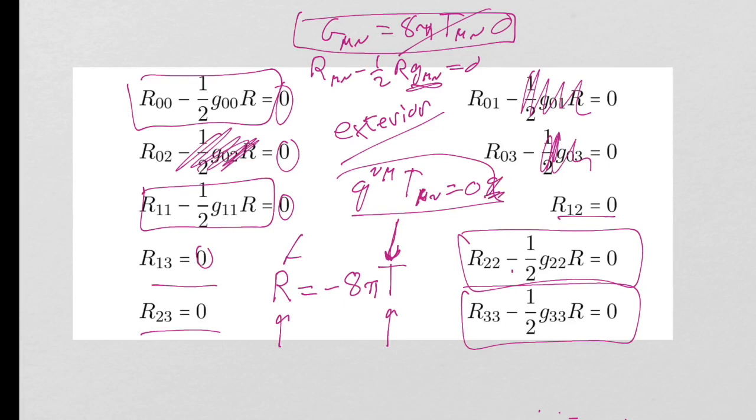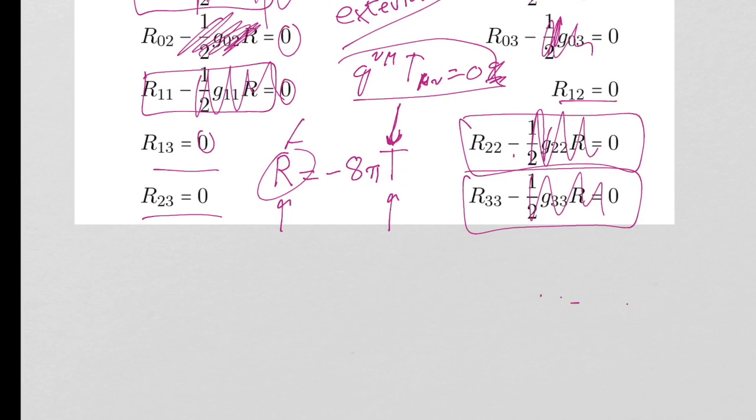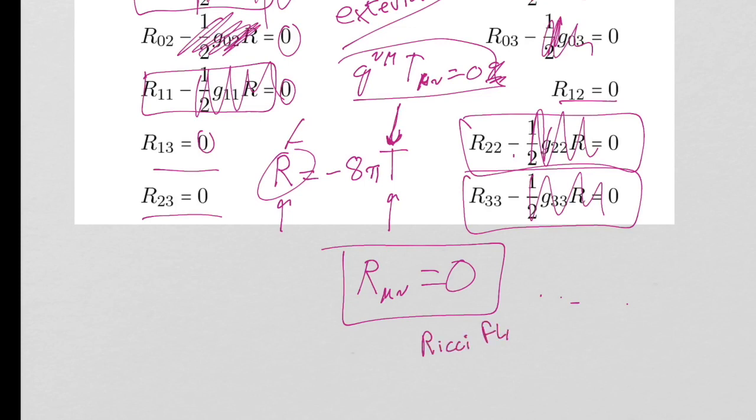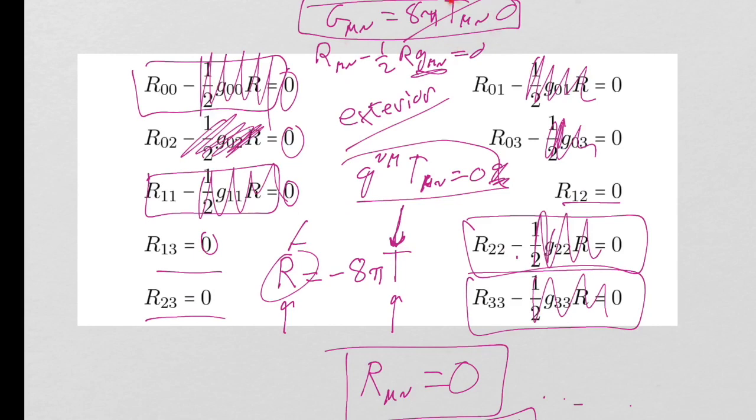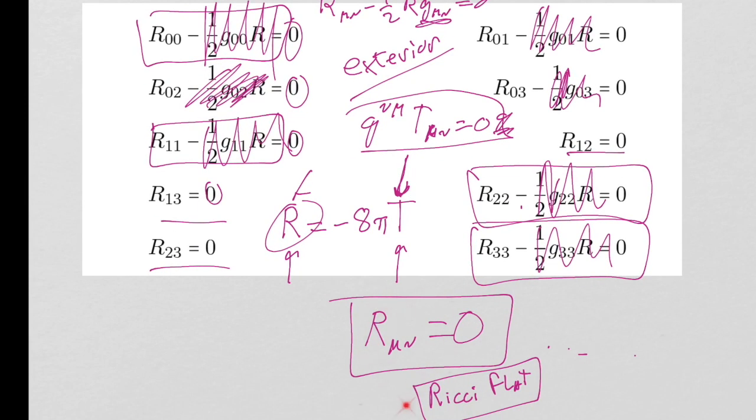You put a g over here, you get 0. So R equals 0. So goodness, that means this one's gone, this one's gone, this one's gone, and this one's gone, and they're all gone, right? So in the vacuum, R mu nu equals 0. And when that's the case, we say that the space is Ricci flat. That's just a vacuum field solution. So the Einstein equation in a vacuum is always going to look like this. It's going to be R mu nu equals 0.